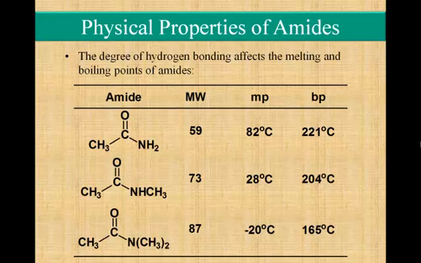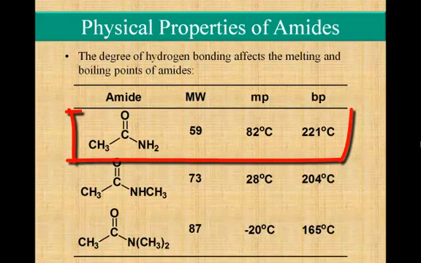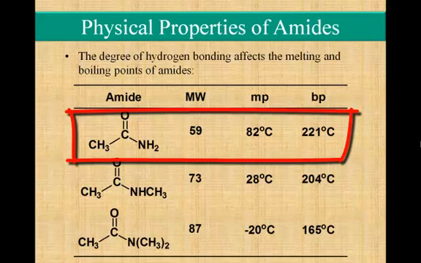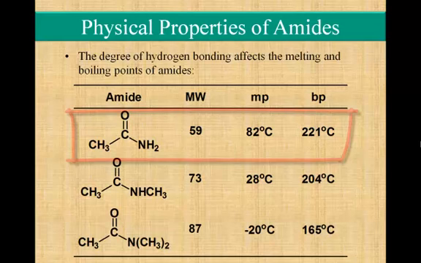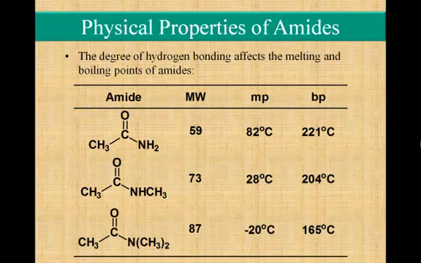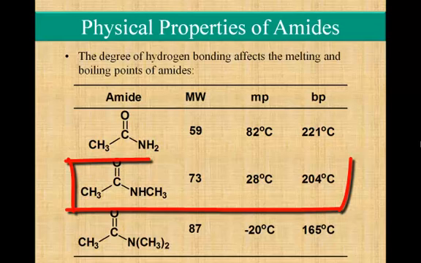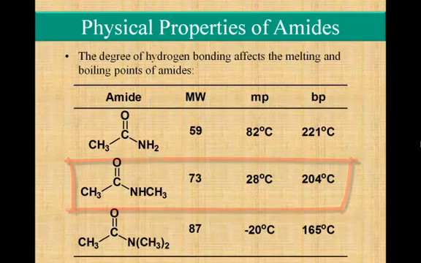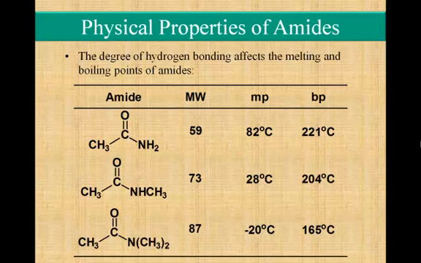The extensive hydrogen bonding in amides affects their melting and their boiling points. You can see that acetamide has a pretty high boiling point, 221 degrees, and a relatively high melting point of 82 degrees. However, if I substitute one of the hydrogens on the nitrogen and I make methyl acetamide, I'm going to reduce the amount of hydrogen bonding that the molecule is capable of forming. So that reduces both the melting point and the boiling point. Melting point goes down by around 60 degrees, and the boiling point goes down by around 20 degrees.